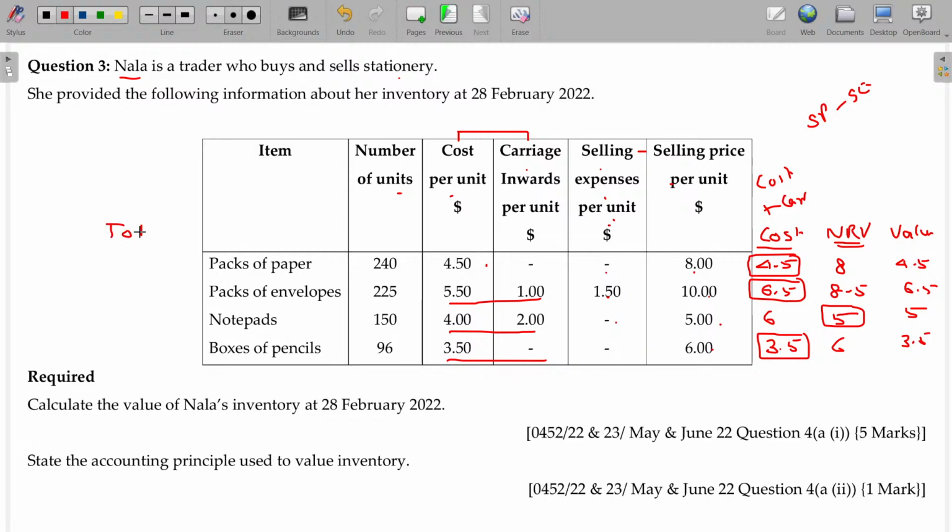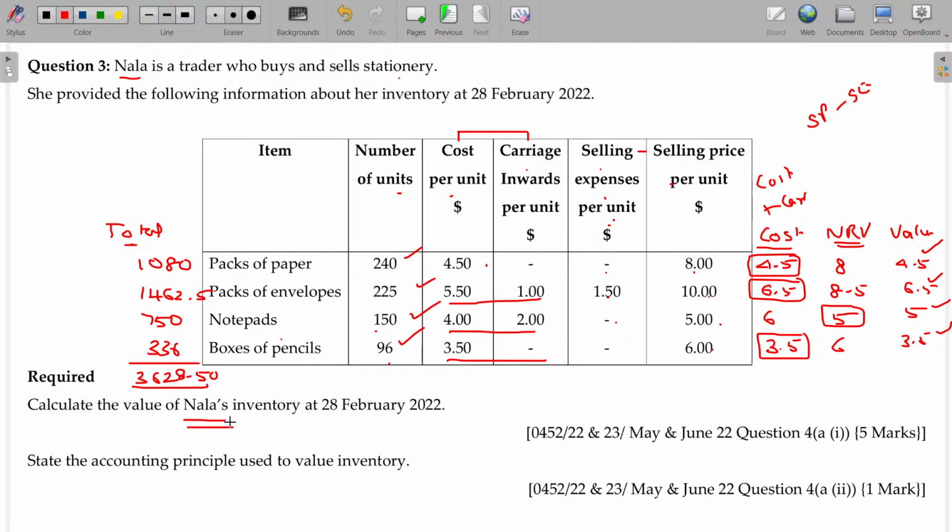Now what about the total inventory valuation? You have to multiply the 4.5 with the 240 units, 1080. You have to multiply 6.5 with the 225 units, you will get 1462.50. Notepads, 150 units multiplied with 5, 750 rupees. In case of boxes and pencils, you have to multiply 96 with 3.5, 336. The overall inventory value in this case being 3628.50.